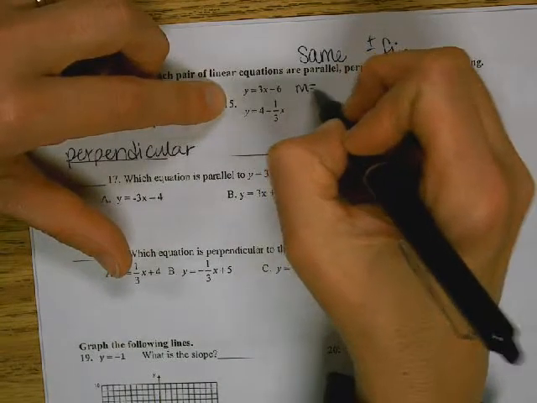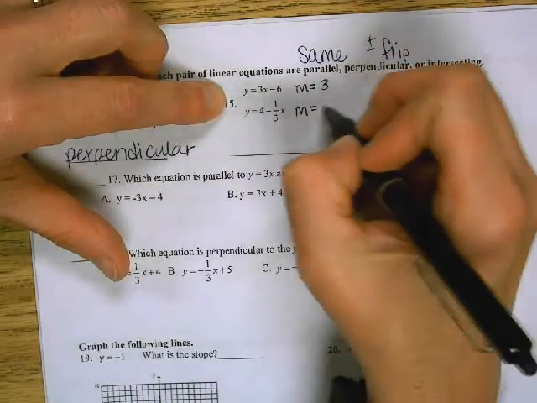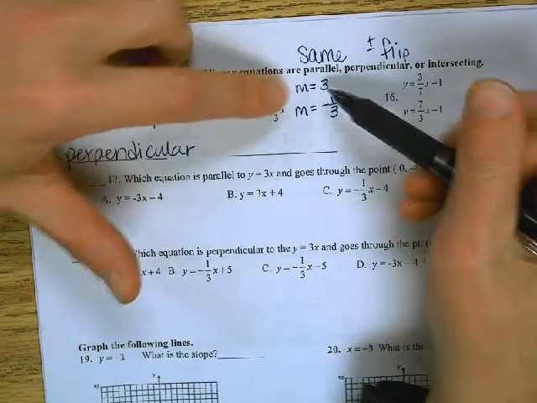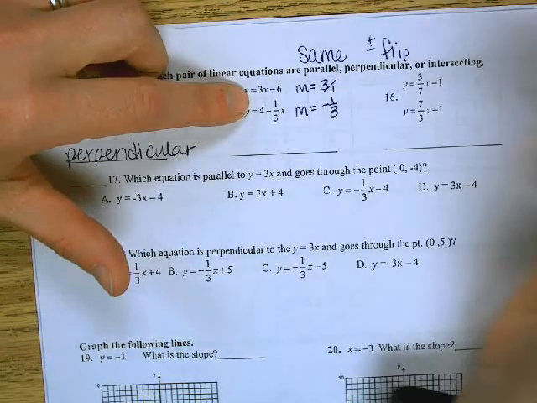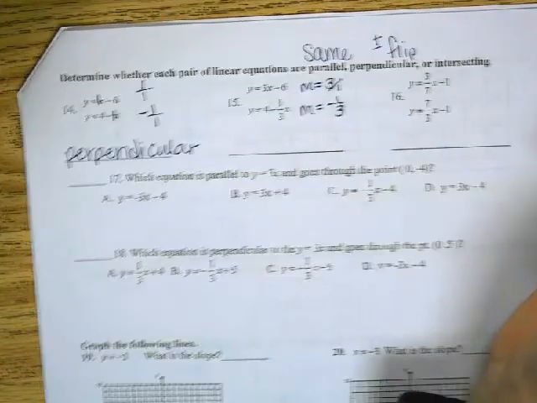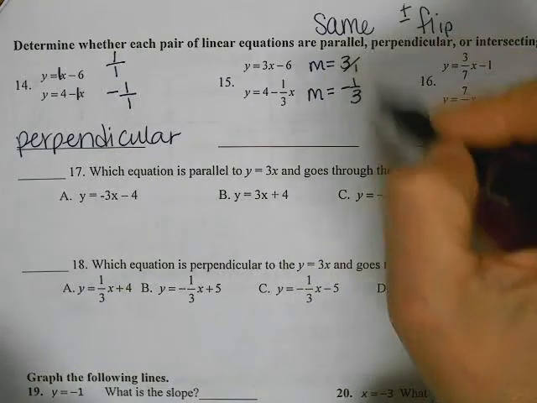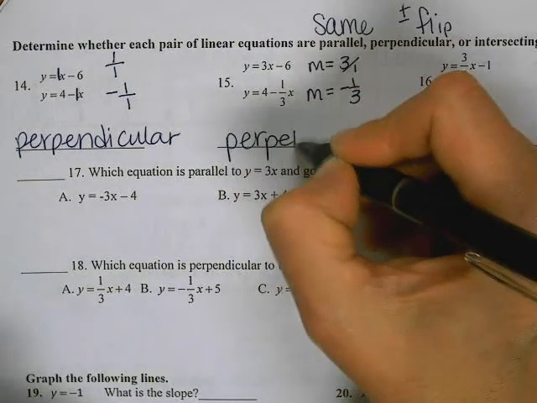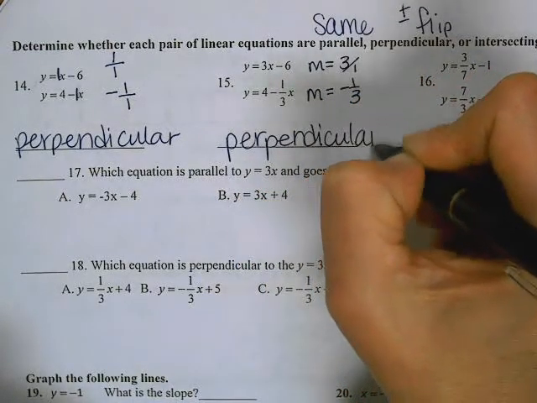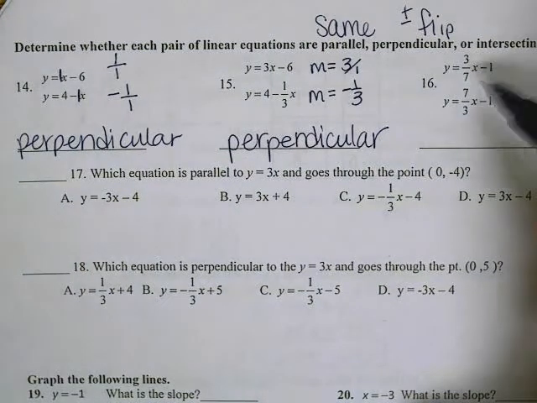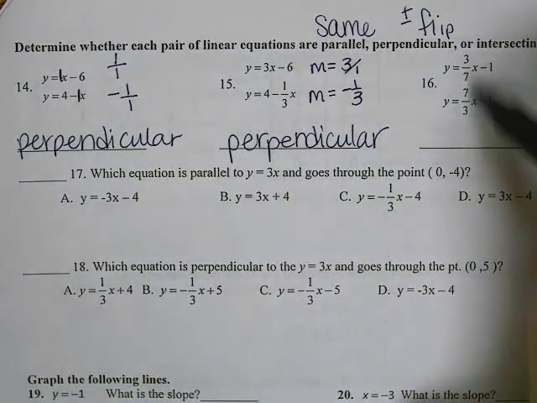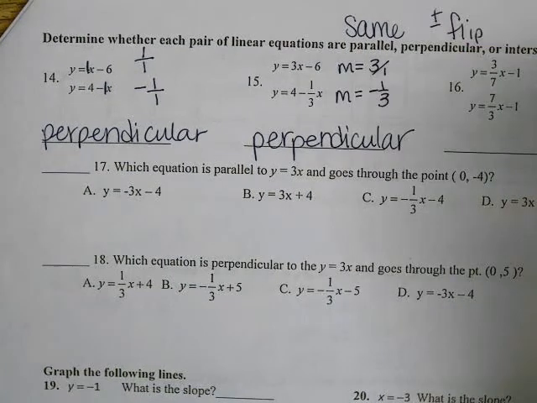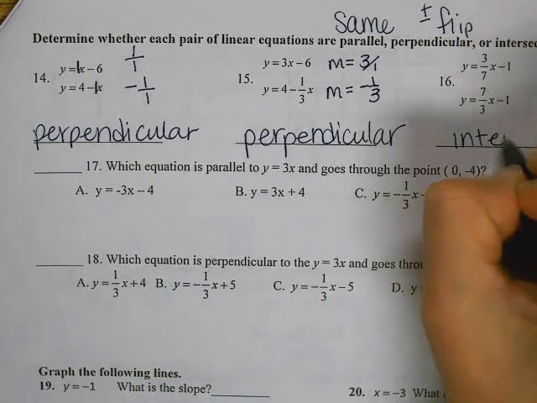Number 15, the slope is 3. This one's slope is negative 1/3. Are they flipped? Well, remember 3 means 3 over 1. And one slope is positive and one slope is negative, so we say these are positive, negative, flip, perpendicular. Last one, they're flipped, but they're both positive. So that can't be parallel, it has to be intersecting.